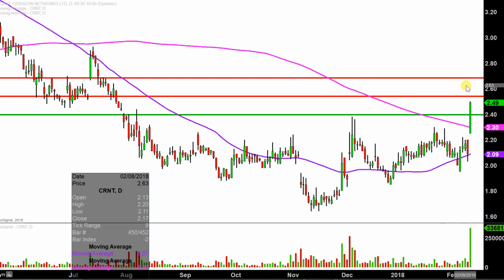All in all, though, price made a great move today. So now the question just becomes, can the price build upon this momentum going forward? We shall see.